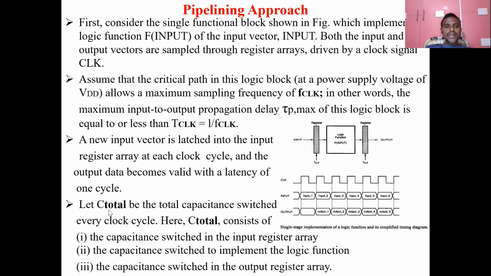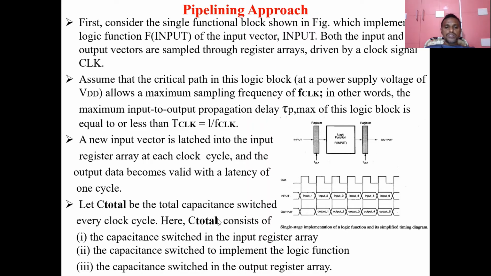Let C total be the total capacitance switched every clock cycle. For every clock cycle, the total capacitance switched here is nothing but C total. C total consists of the capacitance switched in the input register array. A register is nothing but a group of flip-flops, the flip-flops are made with gates, and gates are formed with transistors. So whatever it may be, we will have the input register capacitance and, at the same time, the output register array capacitance.